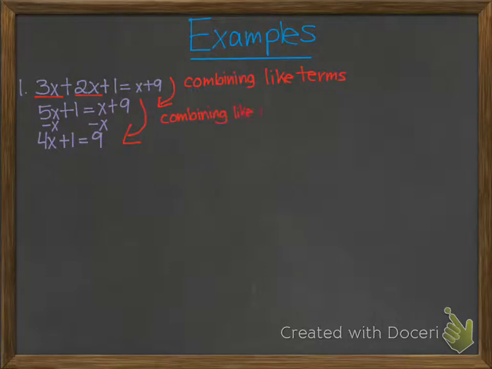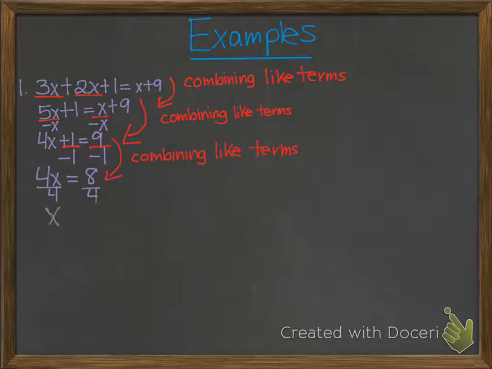Now, we're going to subtract 1 from both sides so that the term with the variable and the term with the whole number are on two different sides of the equation. Now that we have simplified this equation, we're going to divide by 4 so we can completely isolate our variable and get to our solution, which is, in this example, x equals 2.